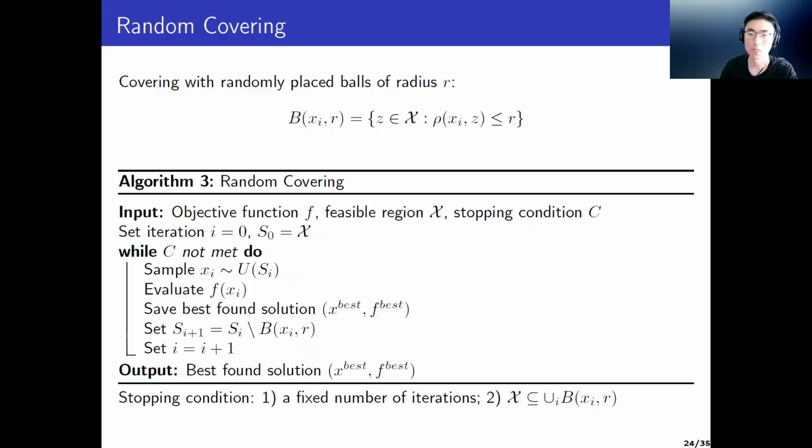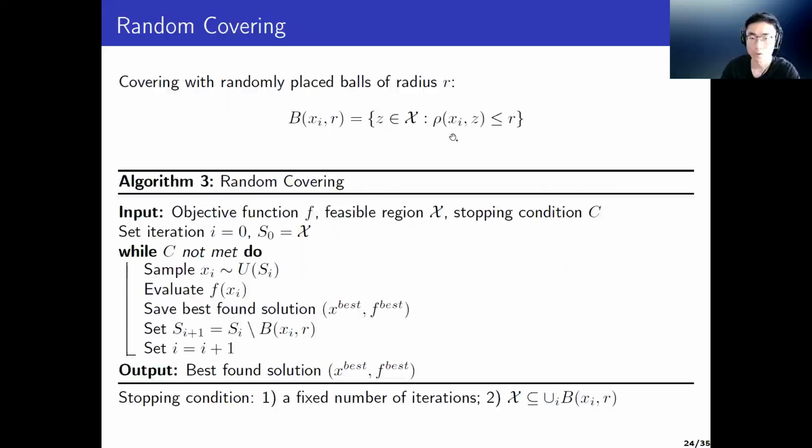Next, we introduce another global search algorithm called random covering. The idea is that we cover the feasible region with randomly placed balls of fixed radius r. So we first define this ball that is centered at the observation point x_i with the radius of r. And this rho here is some metric on the feasible region. For example, rho can be the Euclidean norm, and then this ball here is a norm ball.